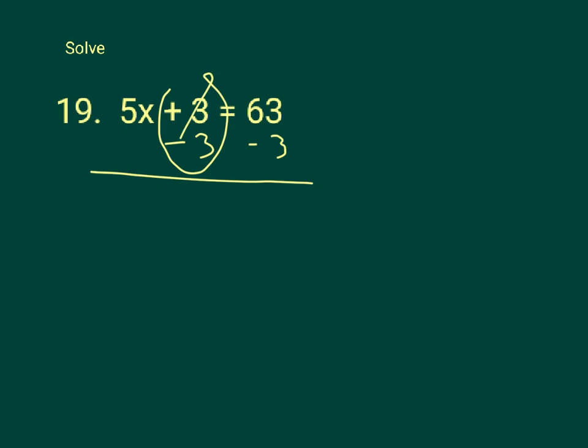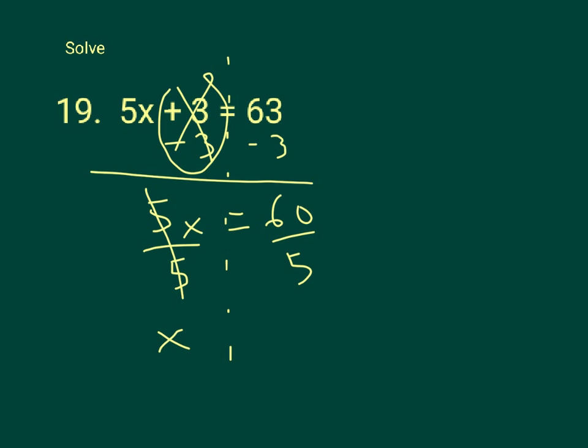This is a zero pair, leaving us with 5x equals, and 63 minus 3 is 60. Remember to maintain this left side, right side, and the equal symbol in the middle. How do we undo multiplying by 5? Divide by 5. That leaves x, which is what we're looking for, and 60 divided by 5 is 12. Then you come back up to the original equation, and you would say 5 times 12 is 60, 60 plus 3 is 63, so it checks.